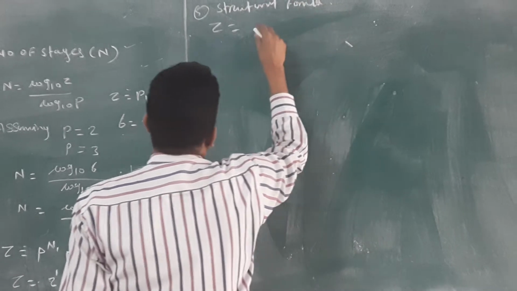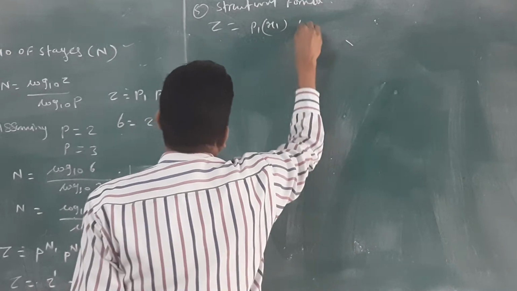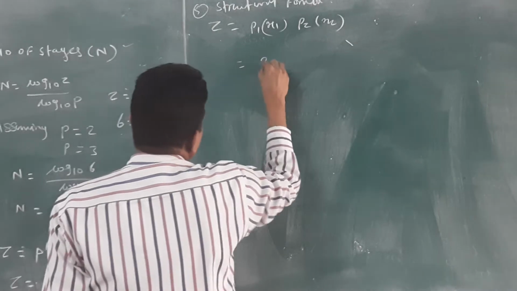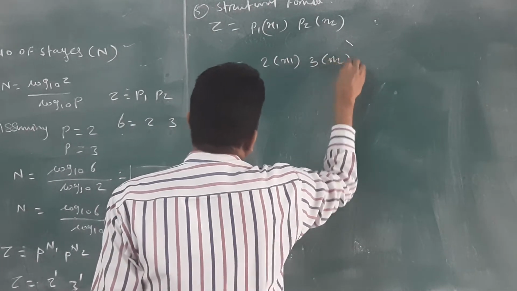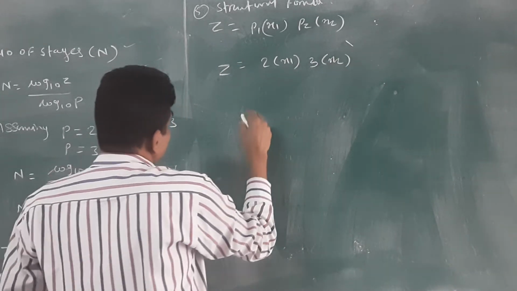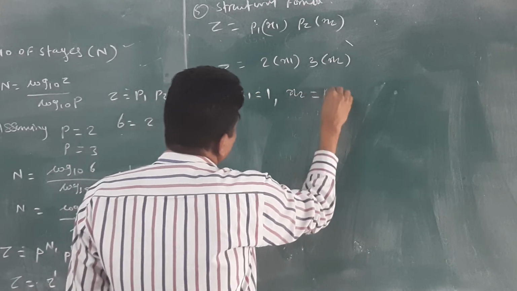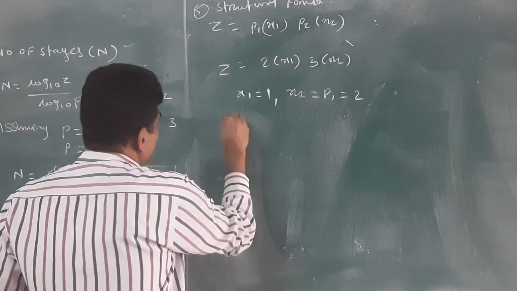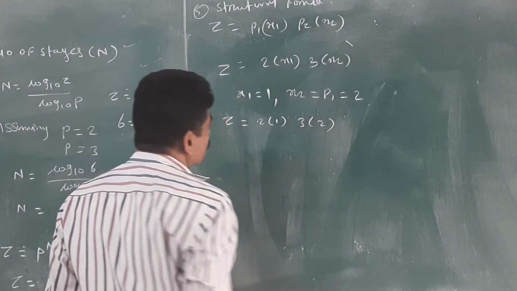You know the structural formula. Z is equal to what? Z = P1x1 + P2x2. What is the value of P1? P1 is 2, so 2x1, plus 3x2, since P2 is 3. Then how do we calculate x1 and x2? Assume x1 is equal to 1, and x2 is equal to P1, which is 2. Then you will get Z = 2(1) + 3(2).